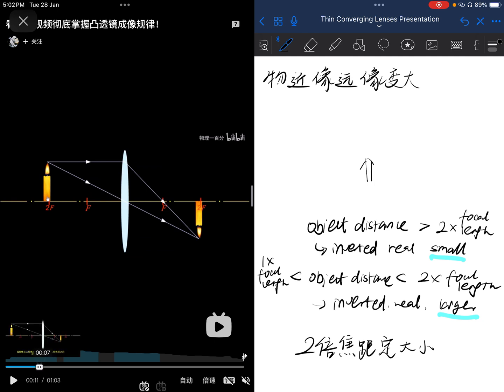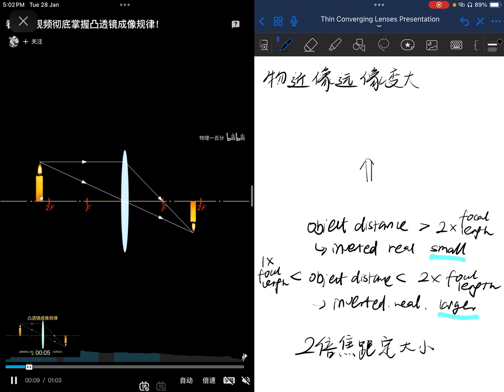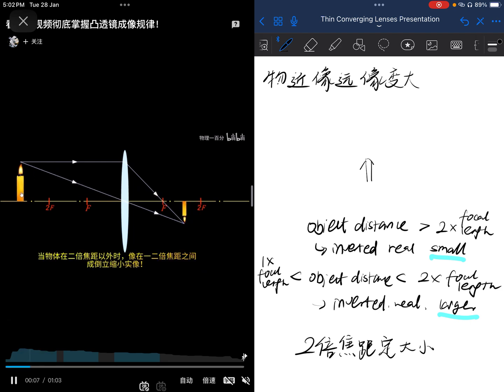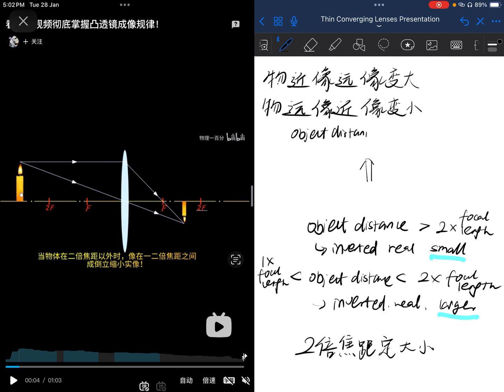Okay, and let's reverse the video. When we move it away, then you realize the image becomes closer and becomes smaller. 物远向近向变小. And this applies to object distance greater than 1 times focal length.